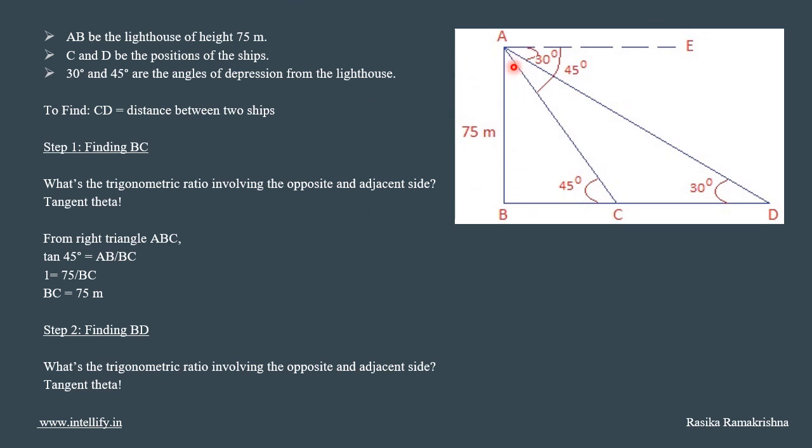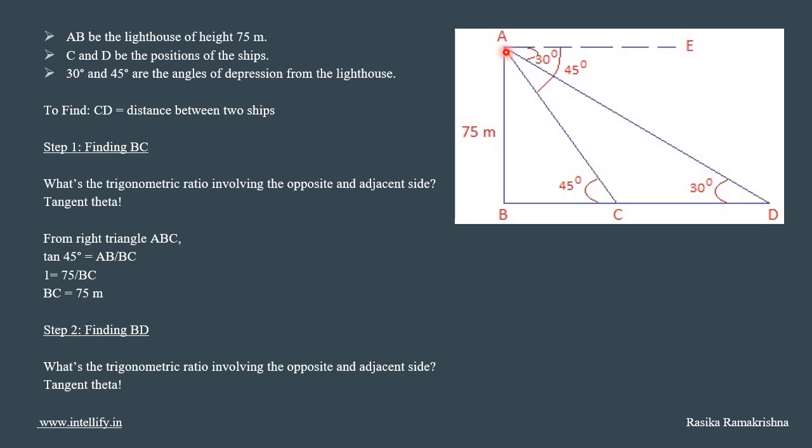Alright, so here is the figure for the question. Here AB is your lighthouse and it's 75 meters in length. We have a ship at C and at D, and we are observing these ships from the point A. The angle of depression when you're observing the ship at C from point A is 45 degrees.